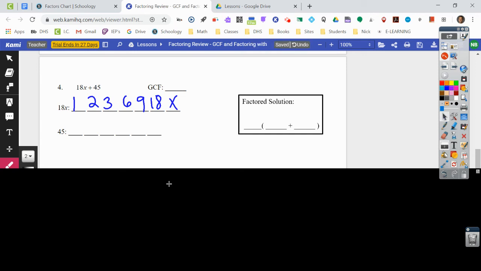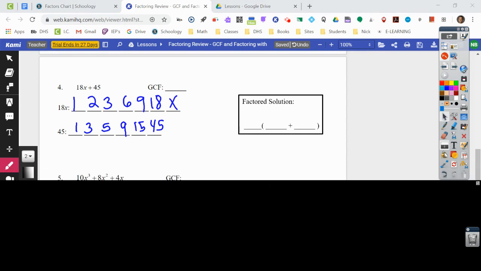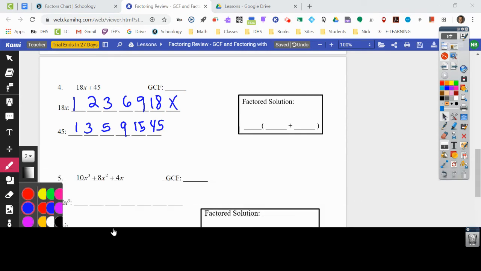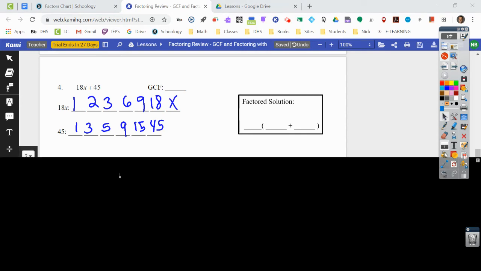And for the number 45, I have 1 times 45. Well, 2 doesn't go into 45. I have 3 times 15. 4 doesn't go in, but 5 does, because it ends in 5. I have 5 times 9. Now that I listed out all my factors, I have to find my greatest common factor of both my numbers and letters.